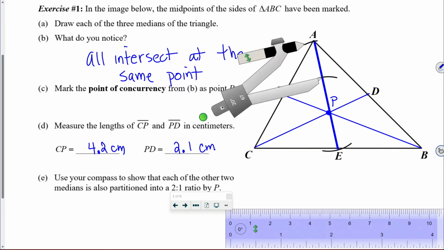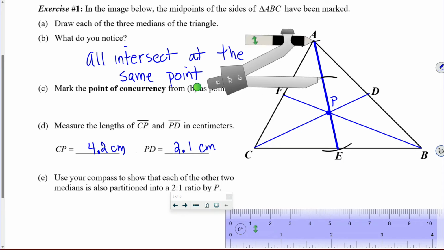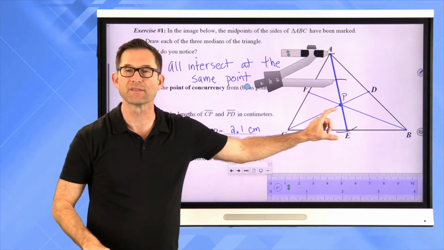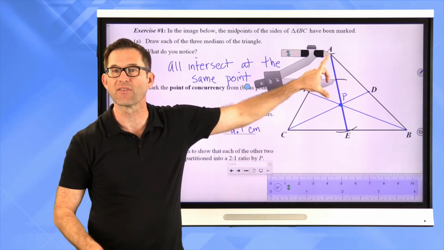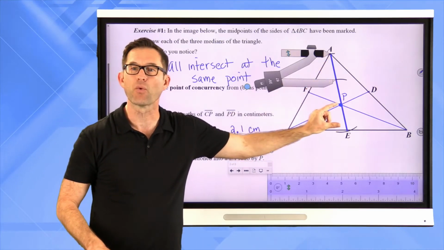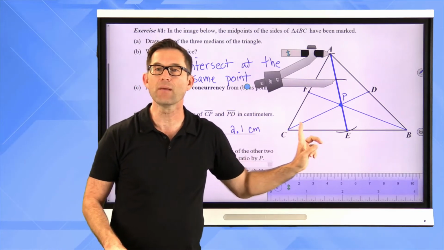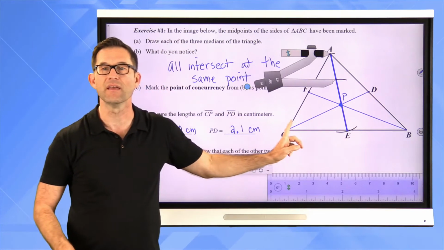There we go. And make the same arc there. And look at that, right? I don't need to know what the length of PE is. What I can tell for certain is that the length of AP is twice the length of PE. All right? You try the same thing on segment CD.